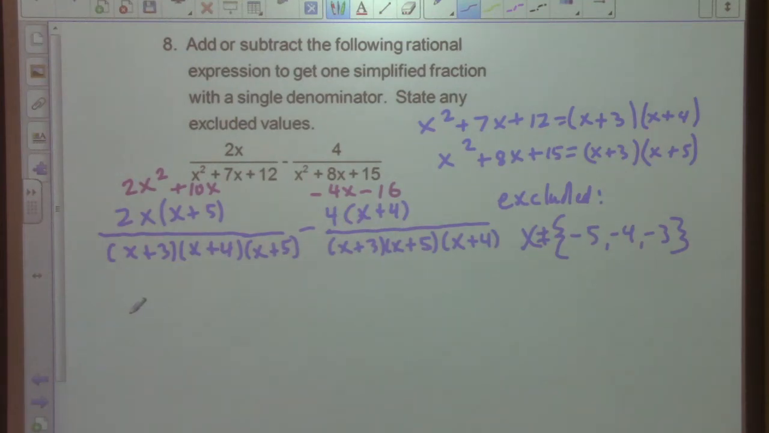And as a last step here, we're going to combine all these like terms where we have them and write them as our answer over x plus 3, x plus 4, x plus 5. So that's that. So we just go ahead and combine like terms, so we get 2x squared, and then we have 10x minus 4x, which would be plus 6x, and then we have finally minus 16. Does that look right?